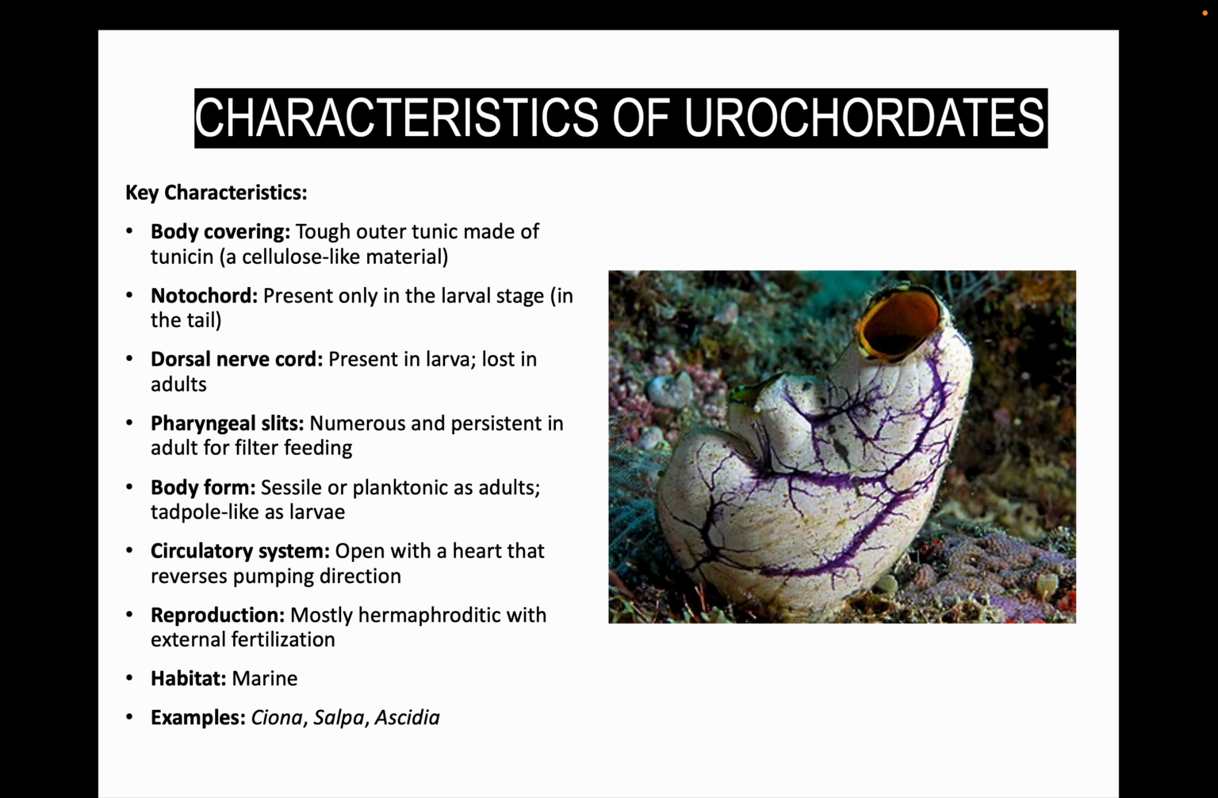Most of Urochordata are sessile animals. They can also be planktonic as adults, but the larva, shared with the other chordata, is said to be tadpole-like in appearance. The circulatory system is said to be open. There is a heart, an anatomical heart that carries out reverse pumping. For reproduction, tunicates are mostly hermaphroditic, carrying out external fertilization, and most of them are marine animals. Some representative genera include Ciona, Salpa, and Ascidia.